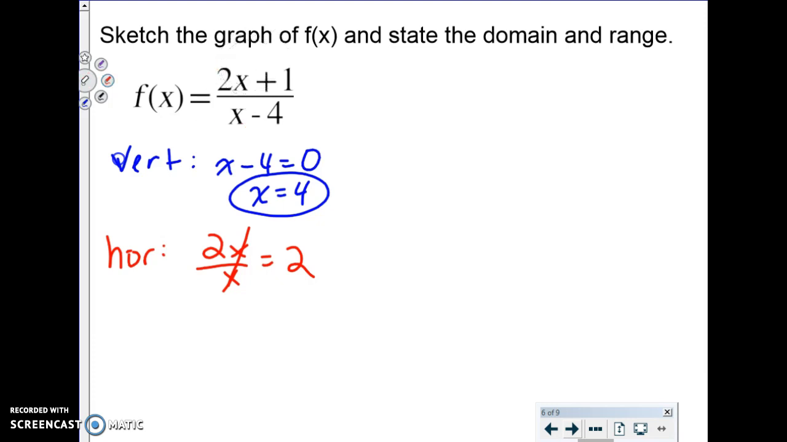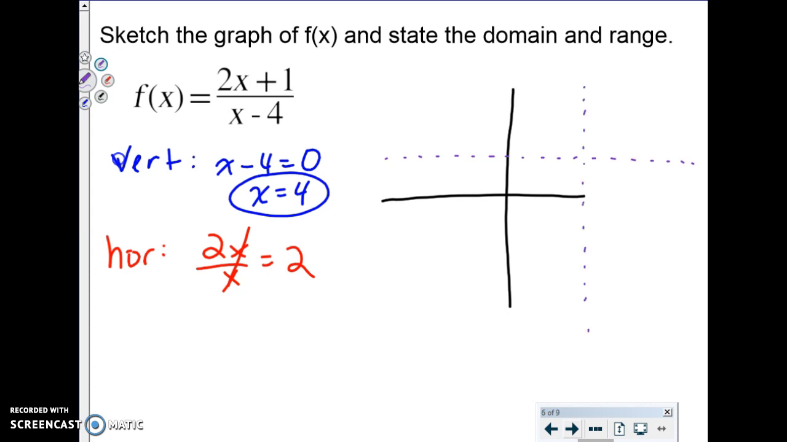So now I'm ready to sketch. Okay, so here's my axes. I have a horizontal asymptote at y equals 2. I have a vertical asymptote at x equals 4. And I'm not going to really worry about the other numbers because this is just a sketch. But it's going to look like that. I should have made this a different color.